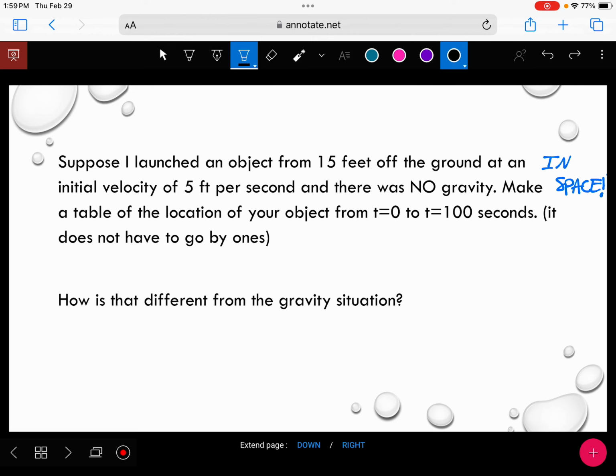All right. So what do we think about our space ball? In space, no gravity. What's happening? A couple of different ways you can think about this. How far did the ball go after 100 seconds?